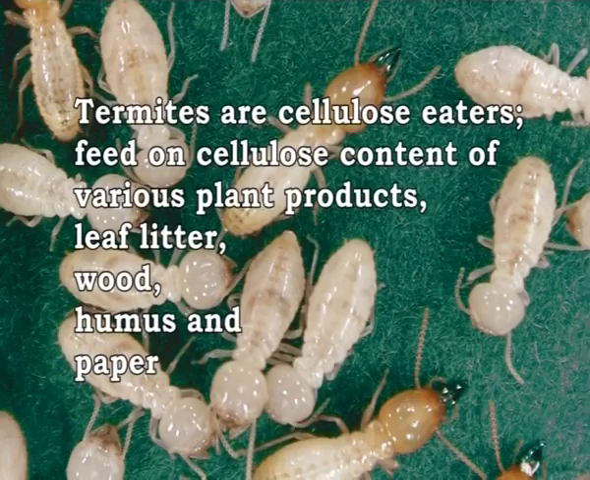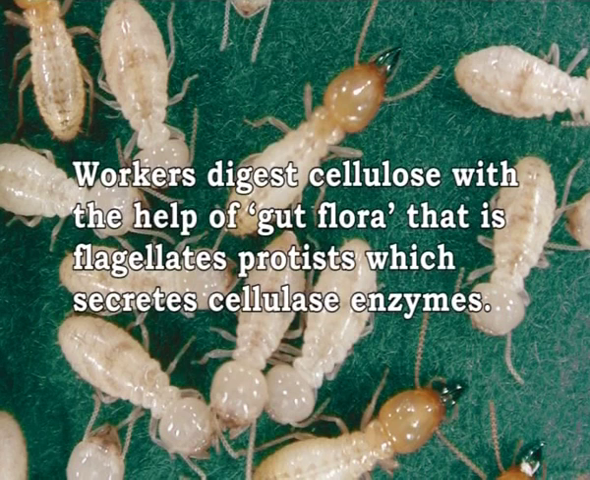Further, termites are cellulose eaters and feed on the cellulose content of various plant products: leaf litter, wood, humus and paper. Termites feed through underground tunnels which are formed by cementing soil and wood particles with intestinal secretions and saliva. Workers digest cellulose with the help of gut flora, that is flagellate protists, which secrete cellulase enzyme.